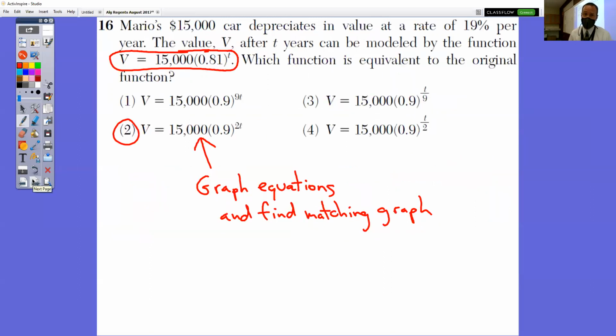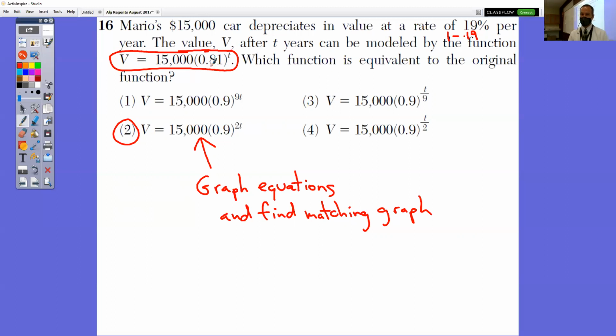In question number 16, this one was sort of a hard one too. Mario's $15,000 car depreciates. That means it goes down in value at a rate of 19% per year. The way that they got this 0.81 was, 19% is really 0.19. They did 1 minus 0.19 to get that 0.81 there because it's going down. So you need a number that's less than 1. If it was increasing in value, we would do 1 plus whatever that percent is.